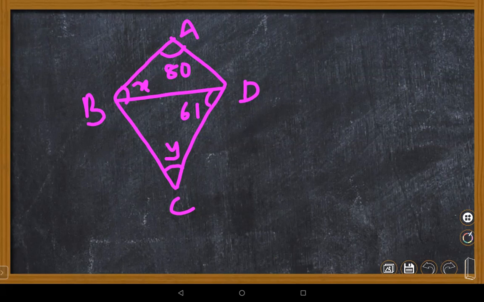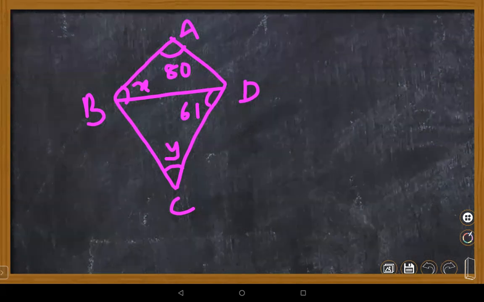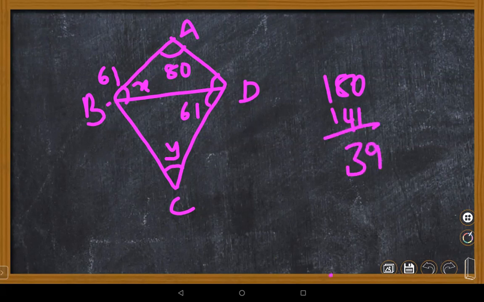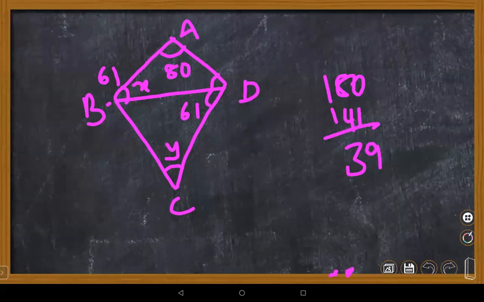Children, this is opposite to X. Anyway, you are taking X as alternate interior angles, so we are taking it as 61. If you take this as 61, what is this angle? 61 plus 80 is 141. 180 minus 141 gives 39. If this is 39, this angle becomes 39.